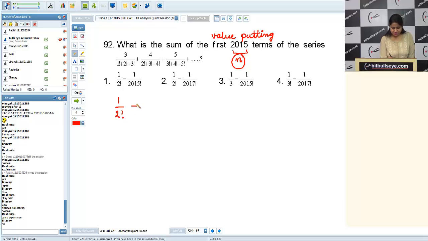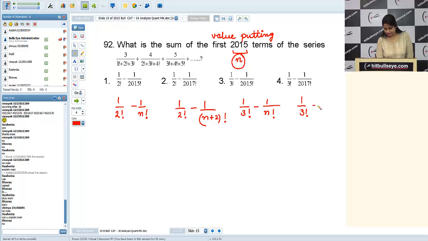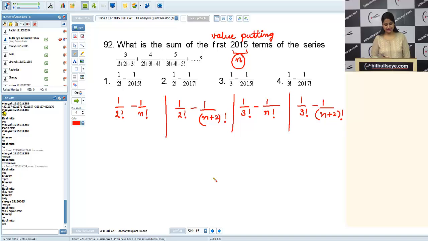Now you can convert the options. So my first option, if converted in N, it will be this. Second will be this. Third will be, and fourth will be this. Is it okay? Rashmita, you getting me? These options I'm converting in N. Now we'll go by value putting. What do you mean by value putting? If we take N as 1, it means we want to calculate the sum of one term.